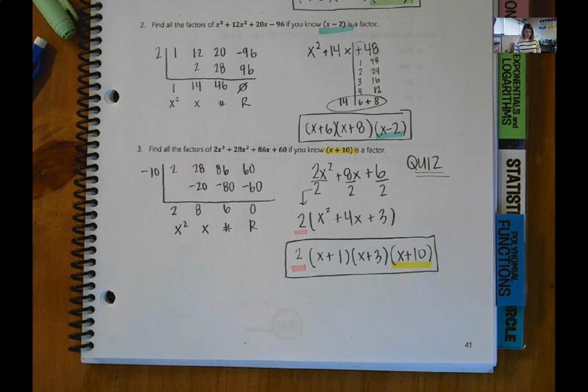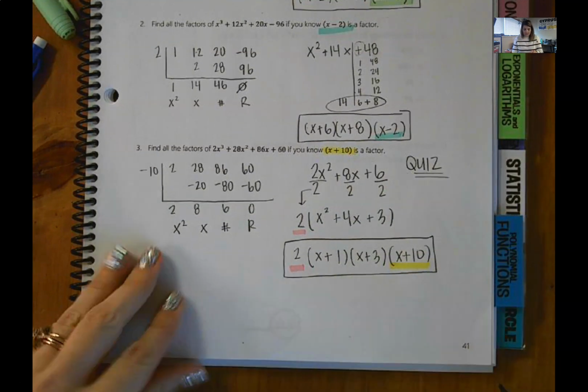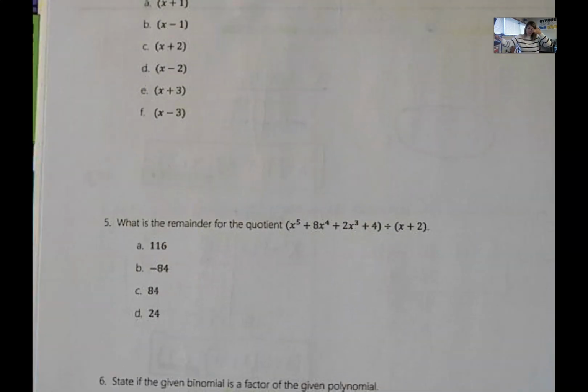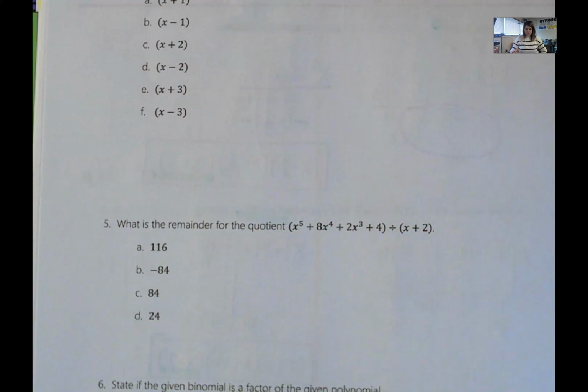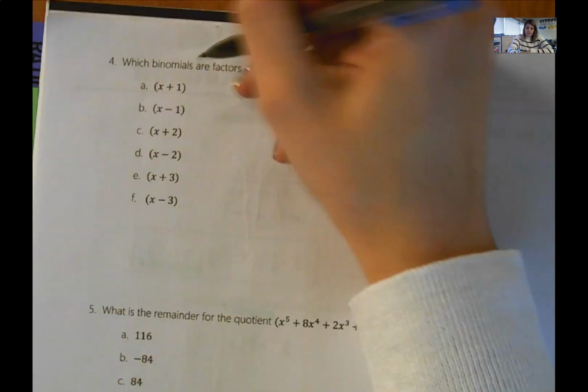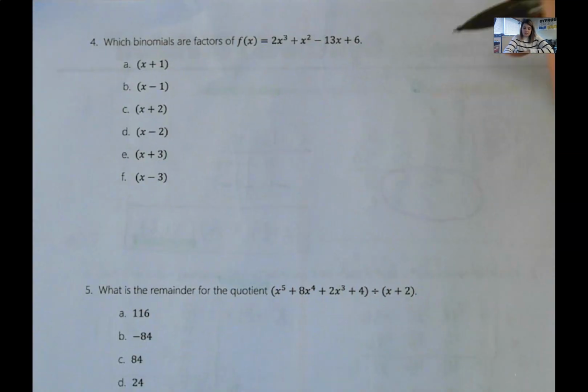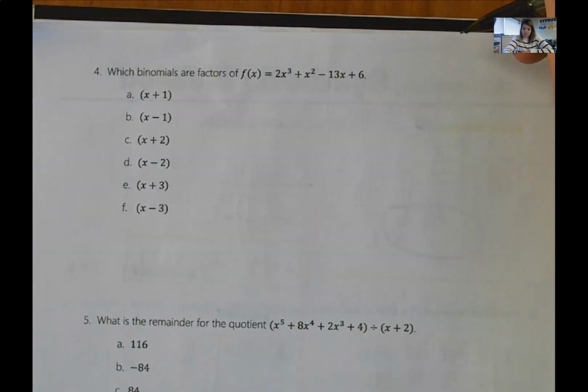Okay, that is the basics of our lesson, but we're going to see some other kinds of problems on our quiz using this method. So we're going to flip the page and go through our last 3 problems. They're going to be similar to quiz problems. First question says, which binomials are factors of 2x cubed plus x squared minus 13x plus 6?